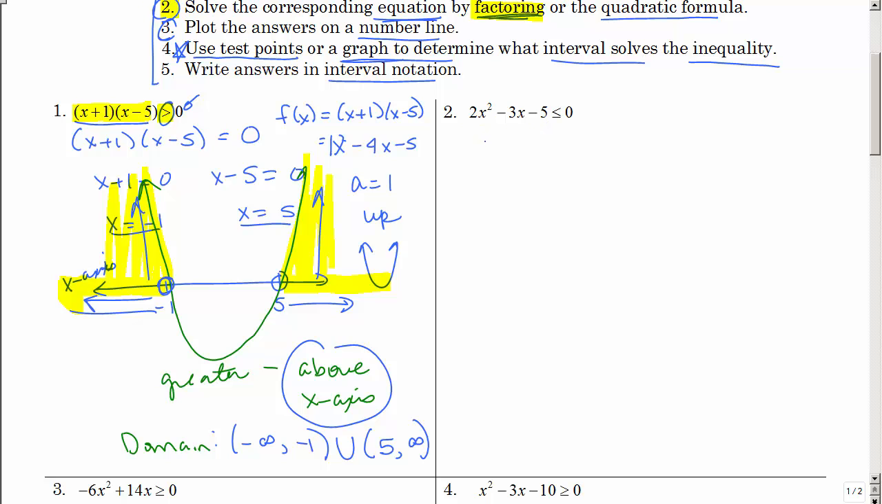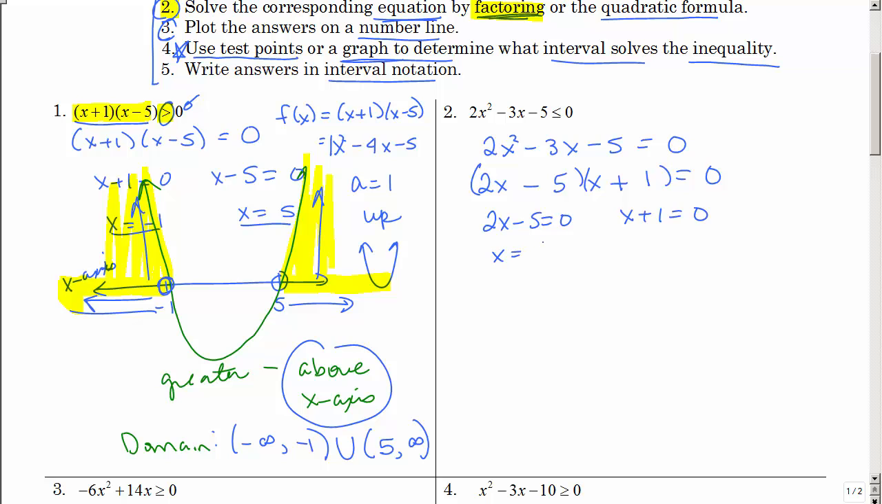Let's look at number 2. So it's not factored. So again, we're going to take the corresponding equation. I'm going to solve that by factoring. So let's see, I think I need a 5 here and the 1 here. I'm going to check my signs. That looks good. I set each factor equal to 0 and solve for x. Again, the corresponding equation. So I put those numbers on a number line. Now be careful, they have to be in the right order. So -1 goes here, 5/2 comes over here somewhere.